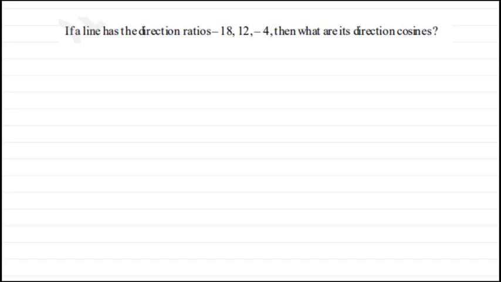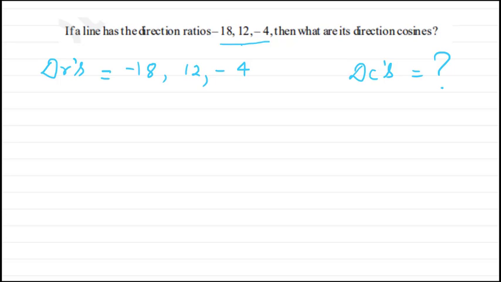To make it clearer, I have taken an example. If the line has direction ratios, here the ratios given are -18, 12 and -4. You can simply say DRs. The DRs are given, and you have to find the DCs. As I told you, it's very easy to find. Here this is A, this is B, and this is C. First we will find R, which is root of A square plus B square plus C square.